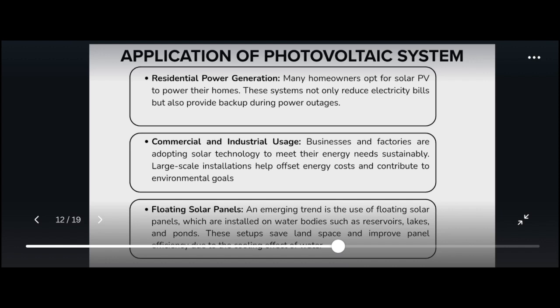Floating solar panels. An emerging trend is the use of floating solar panels, which are installed on water bodies such as reservoirs, lakes, and ponds. These setups save land space and improve panel efficiency due to the cooling effect of water.